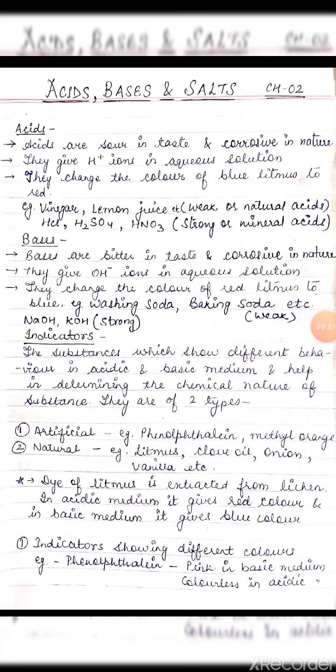Hello students, today we'll be starting chapter 2 of chemistry, that is acids, bases and salts. First of all, we'll be discussing the general properties, then we'll be doing it in detail. So first point is acids are sour in taste and corrosive in nature.